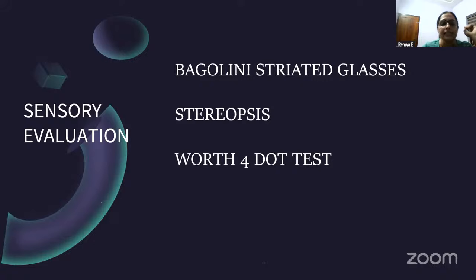Now coming to the sensory evaluation. In sensory evaluation, you have mainly three tests: Bagolini striated glasses, stereopsis, and Worth four-dot test. Here you have to go from the least dissociating to the most dissociating. As I said, sensory evaluation should be done before the motor evaluation, and it should be from the least dissociating to the most dissociating.